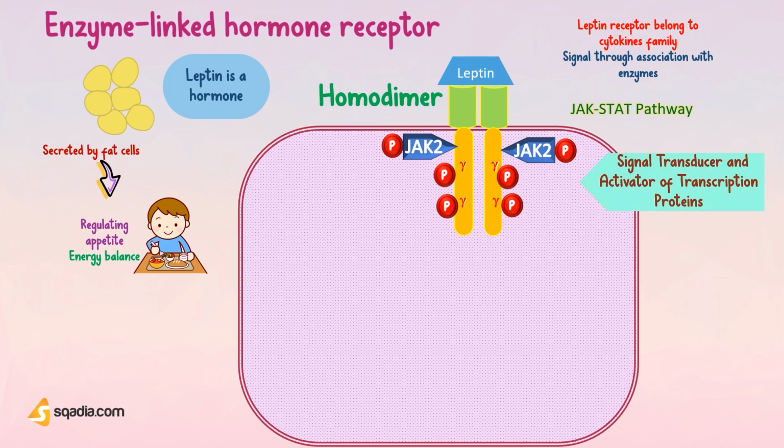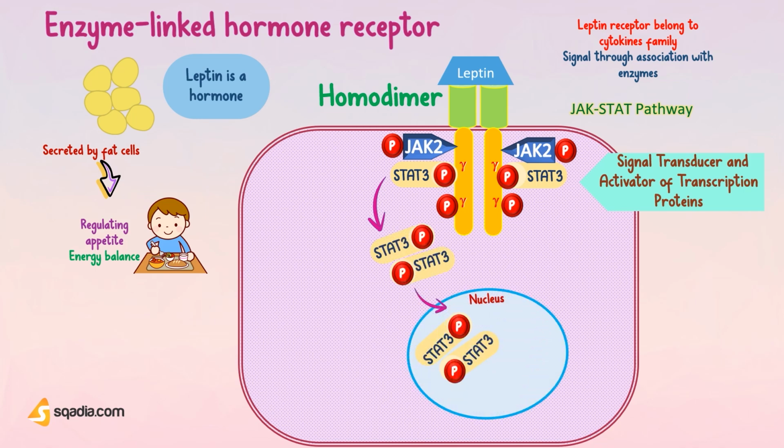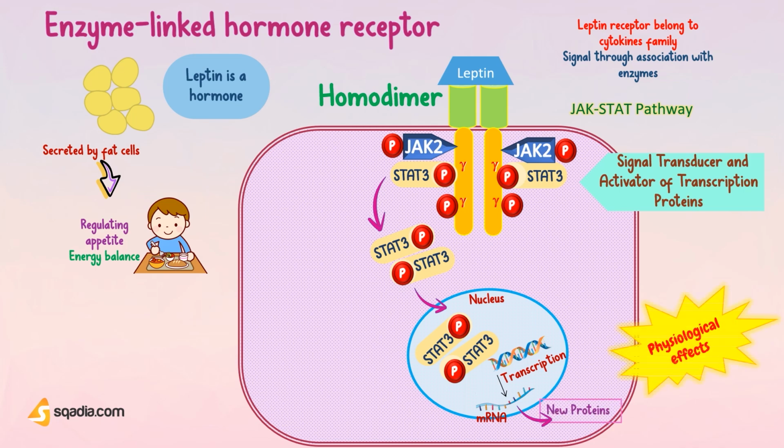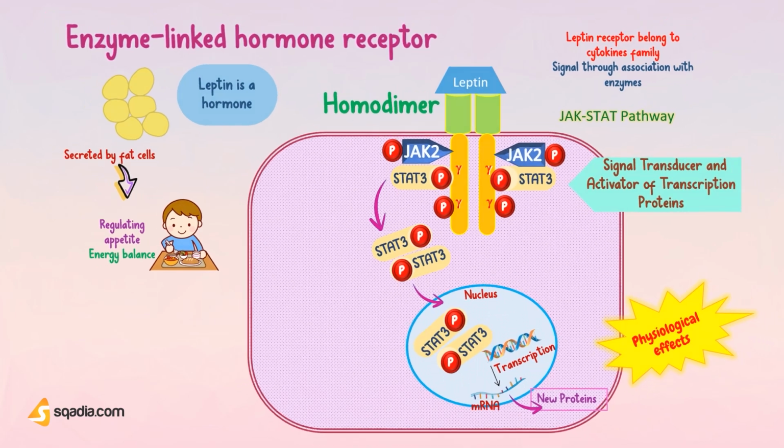Now comes STAT, which stands for signal transducer and activator of transcription proteins. This mechanism causes the phosphorylation of STAT3 proteins. After phosphorylation, they form a dimer of activated STAT proteins. This goes to the nucleus of the cell, which then activates the transcription of target genes into mRNA to initiate new protein synthesis, resulting in physiological effects.